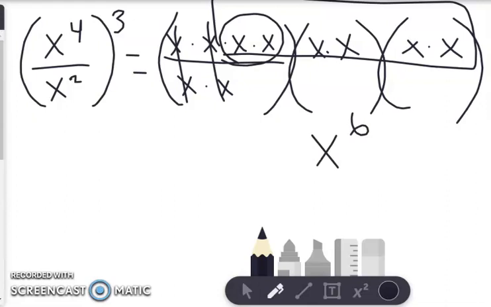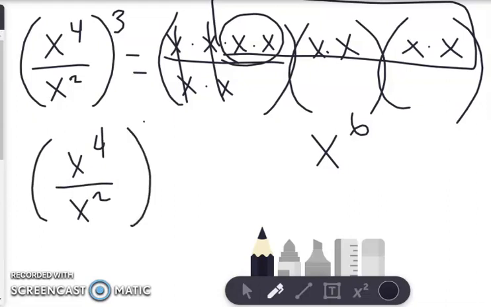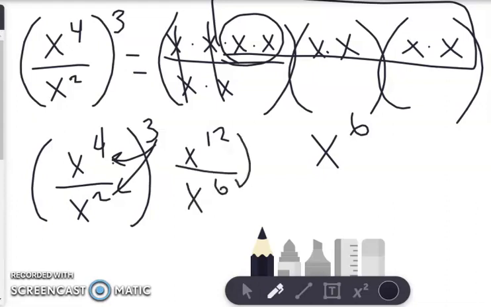Here's a shortcut. Actually, let me rewrite this a moment. You could distribute this 3 to both of those. So we would have x to the power of 12 up on top and x to the power of 6 on the bottom. And then you can actually subtract those exponents. 12 minus 6 is 6.